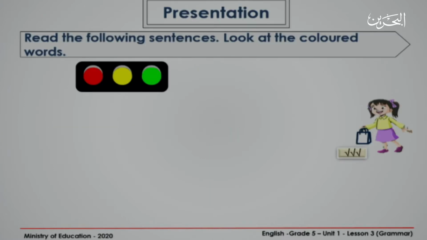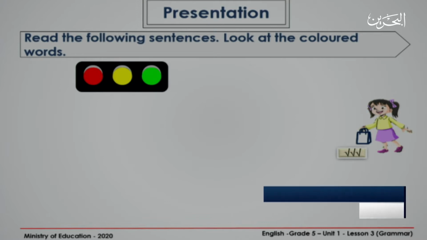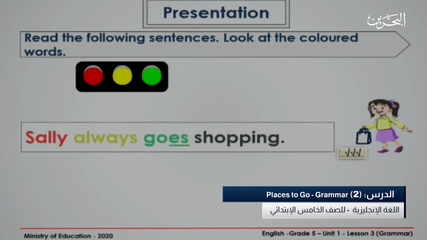Now let's look at the picture. You have one girl, and here you have three ticks. Do you remember what three ticks mean? Which adverb? It's always, very good. Now let's look at the sentence. Read it with me. Sally always goes shopping.